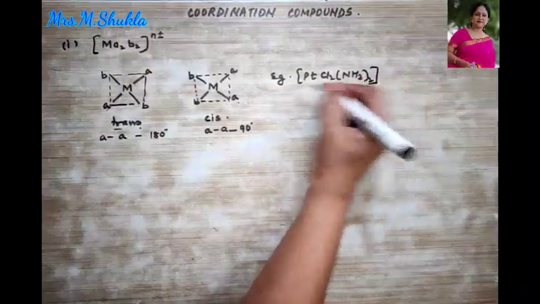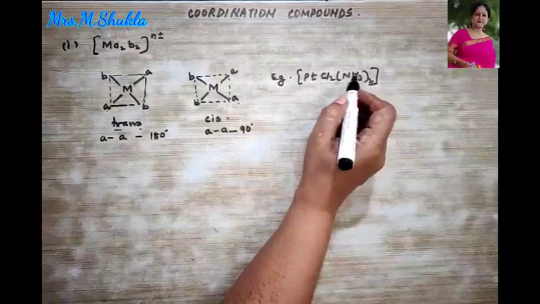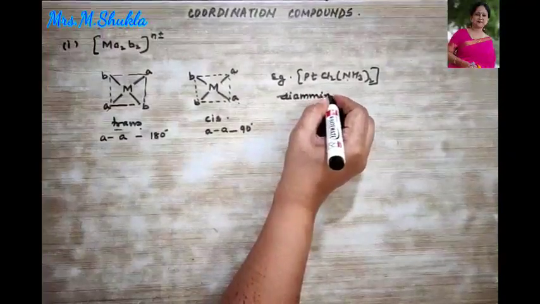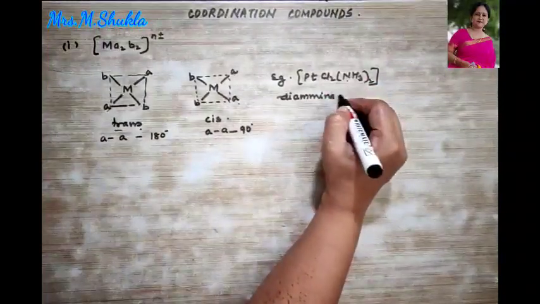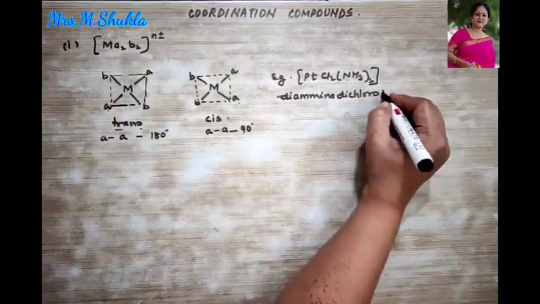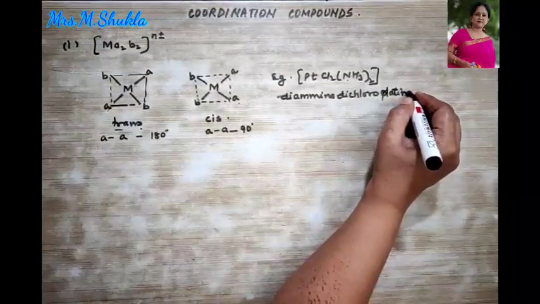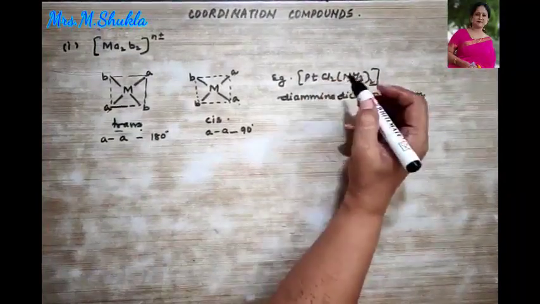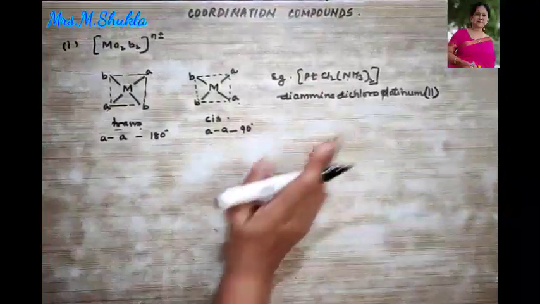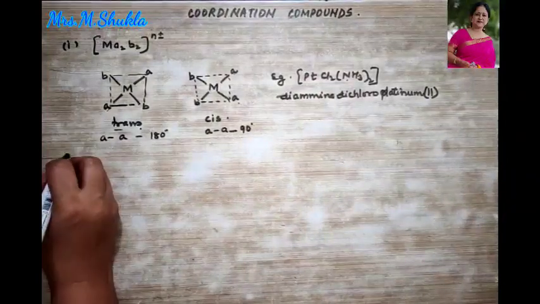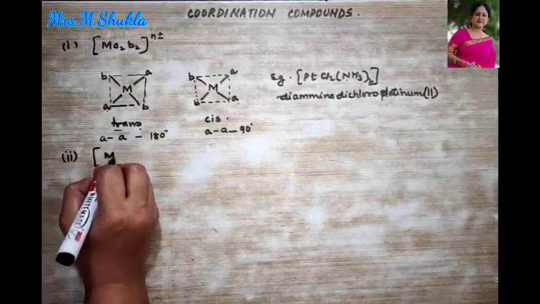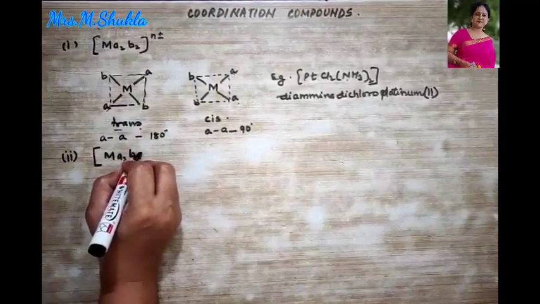One of the examples that we can write over here could be this. What is the name of this? Let us find out the name of this. Diamine, right? Diamine, then dichloroplatinum. And what is the oxidation state of platinum? If you check, it will come out to be 2. So this is the name of the compound. Let's come to another example where the complex that I am going to take will be Ma2BC.